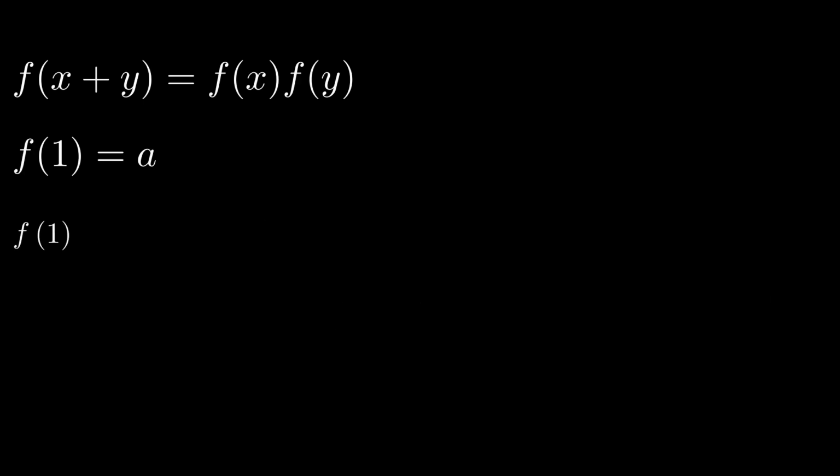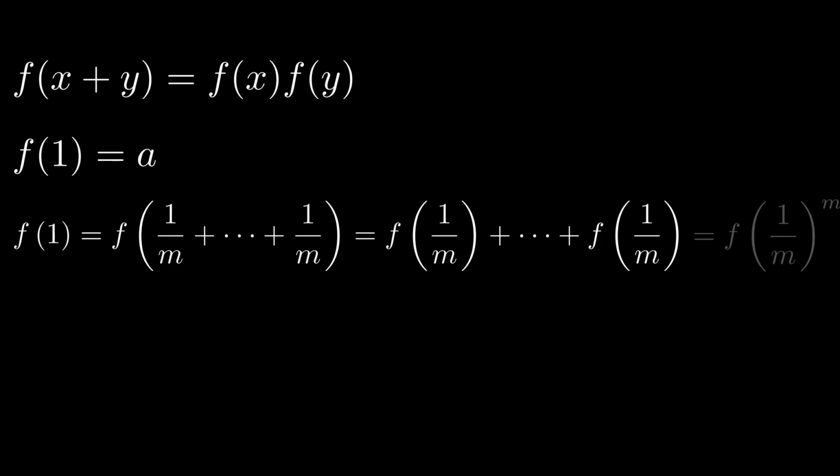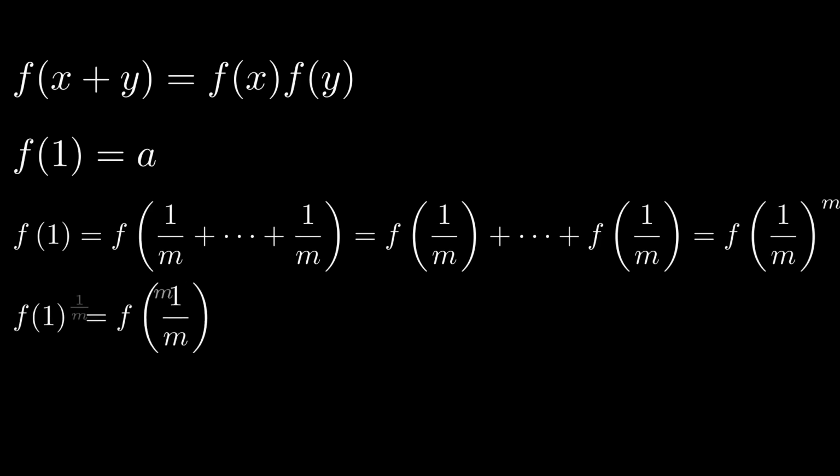Instead of splitting a number into ones, we can split 1 into fractions. Using the functional equation again, we get an equation for f of 1 over m. Solving gives that f of 1 over m is a to the 1 over m. However, we can only take all roots if f of 1 was positive. Luckily, we can use a trick to show that this is the case.